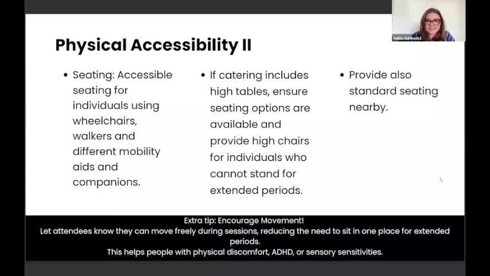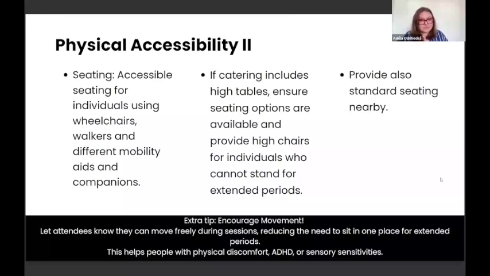And what we see very often, even in venues that claim to be fully accessible and inclusive, is that during catering, it includes those high tables. So ensure that seating options are available, and you can provide high chairs that go with the high tables for individuals who cannot stand for extended periods of time, but also provide standard seating nearby for people using wheelchairs, walkers, or wheelchairs without the lift. Nowadays, technology is great, so some wheelchairs have the lift included, so people can actually go to the height of a bar table, but not everyone. So provide also standard seating that is lower.